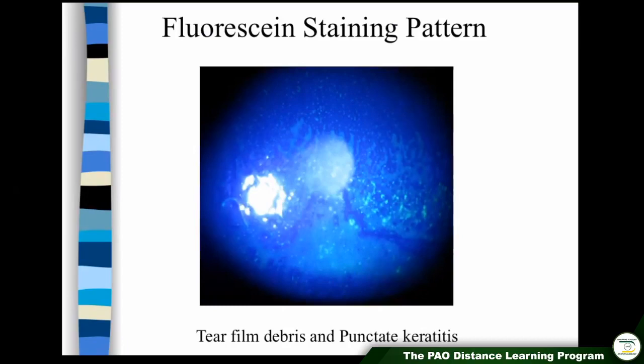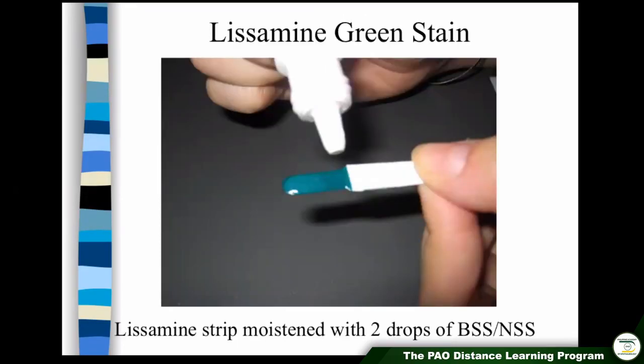Punctate keratopathy and tear film debris, filaments will now show up when you stain them with fluorescein and cobalt blue light. The next step is to stain the eye with lissamine. Lissamine is the opposite of fluorescein. Fluorescein only works when dilute; if it's dilute, it will fluoresce.